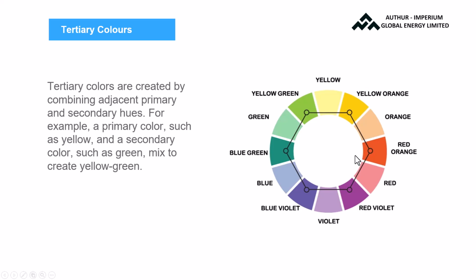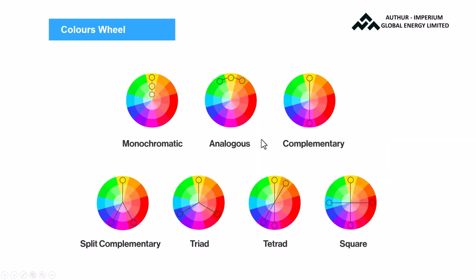So when you add this, you see green. Where's your green here? So your green and your yellow, they are adjacent. When you add them, you get yellow green here. So that's for tertiary colors.